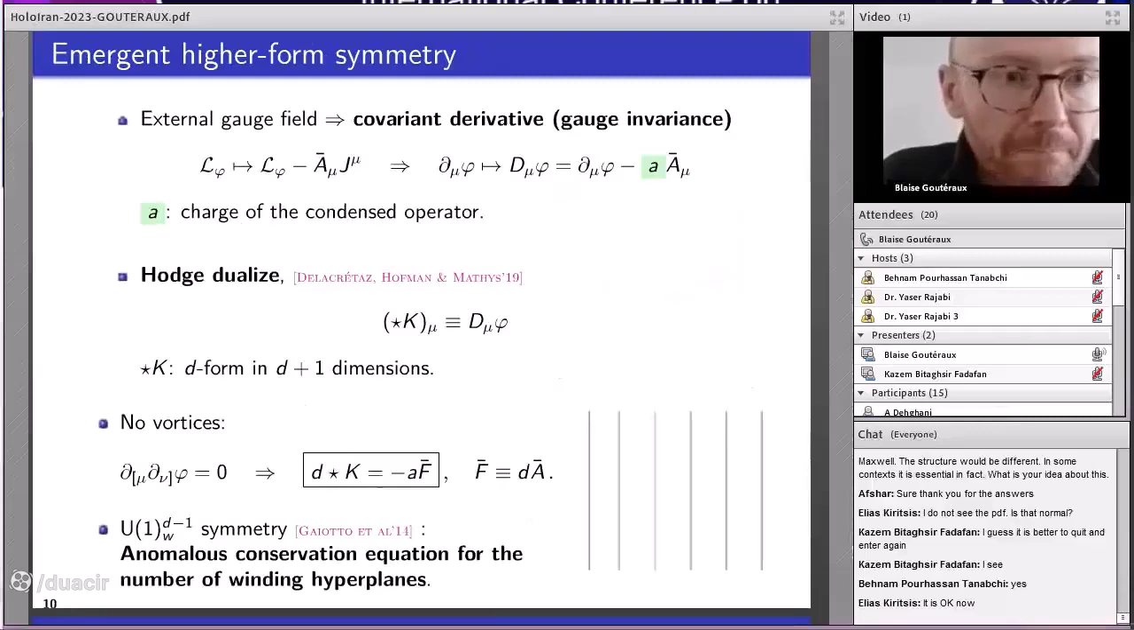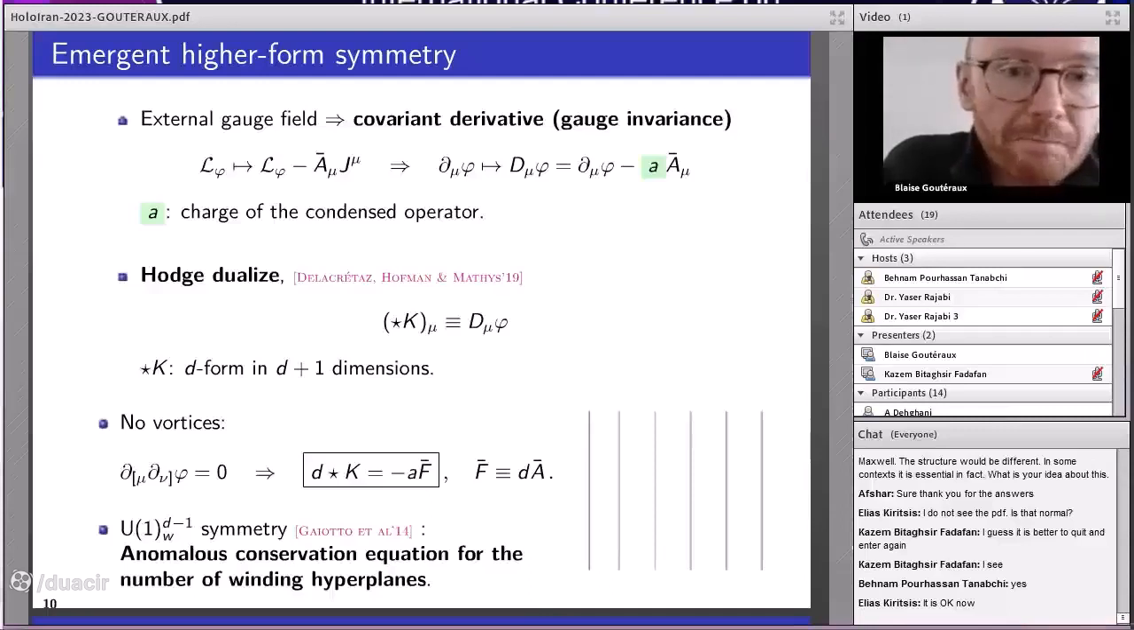There's a useful way of rewriting this kind of dynamics in order to understand better where the collective mode is coming from. To do this, we couple the system to an external gauge field through the usual term A_mu J^mu. This changes the partial derivatives into covariant derivatives in order to maintain gauge invariance, and here, denoted by little a, is the charge of the condensate operator.